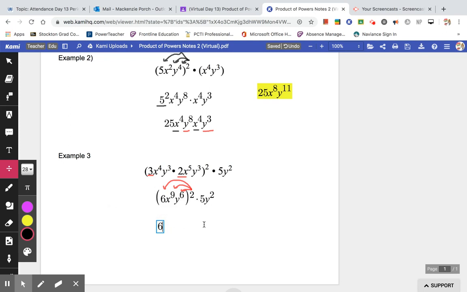So that would be 6 squared. x to the 9 times 2 is 18. y to the 2 times 6, which is 12, times 5y squared, because I'm just copying this down because it's not in the parentheses. So again, a lot of steps here. What we can simplify next is this 6 squared actually can just become 36, because 6 times 6 is 36. Copy everything else down.